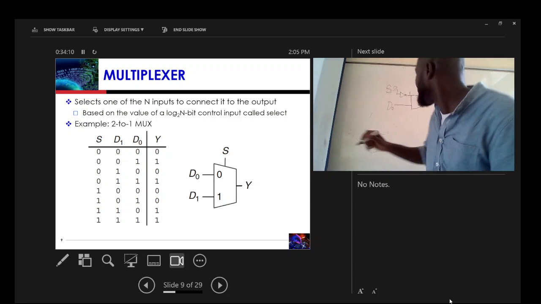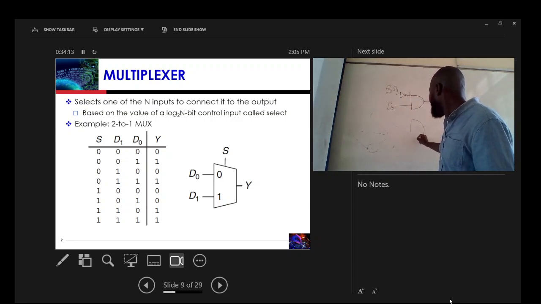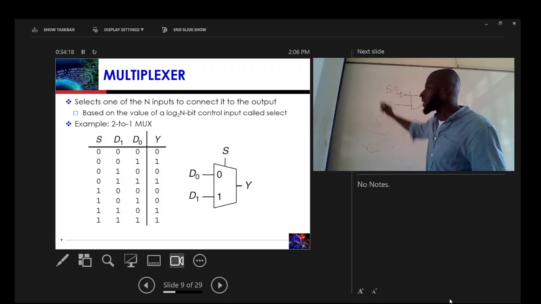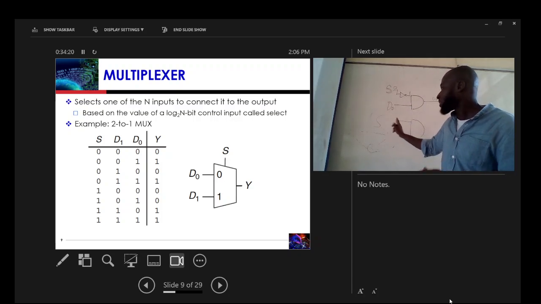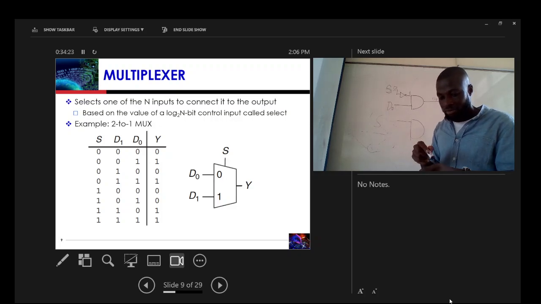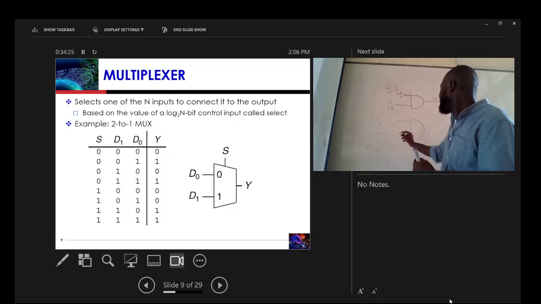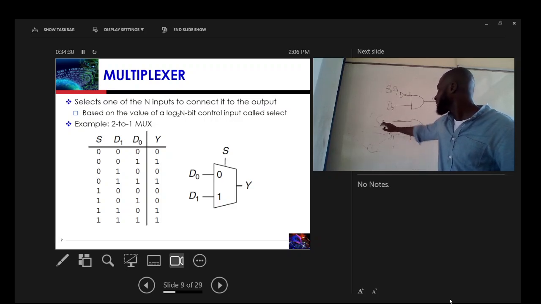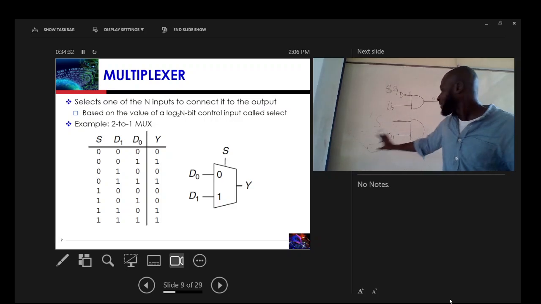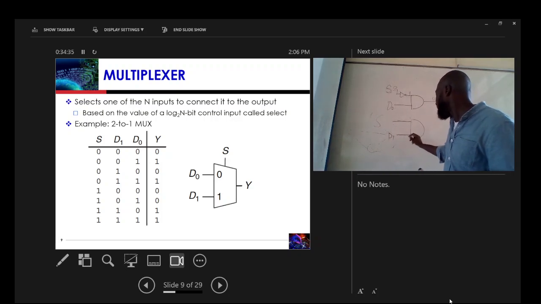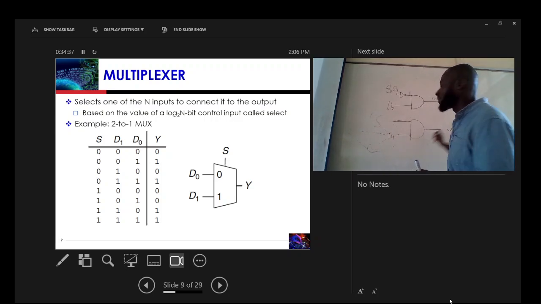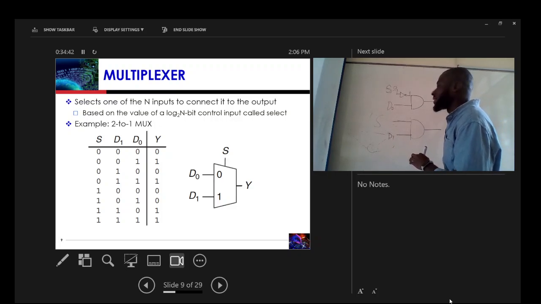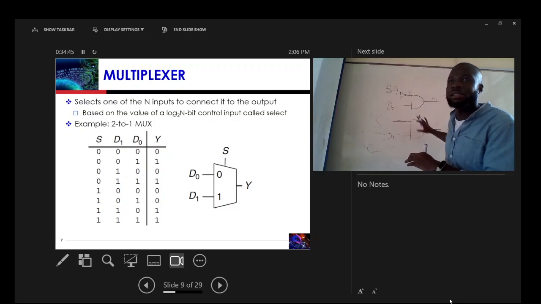In the same way, for another one, I have S, the same S. But here there's no NOT gate because I want it to be 1. And then D1. So it means that when S is 1, D1 will be routed to Y. But there's only one Y. This Y and this Y are the same. How do I connect them together?